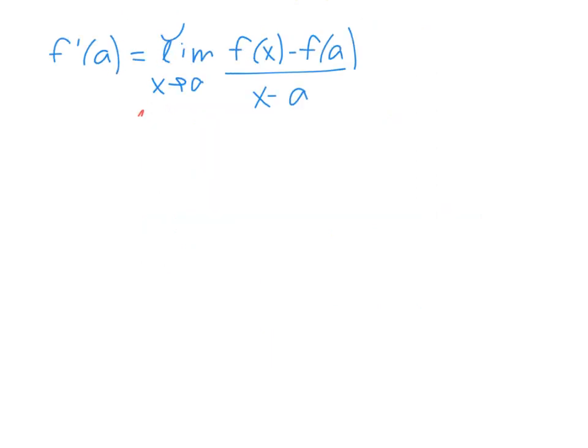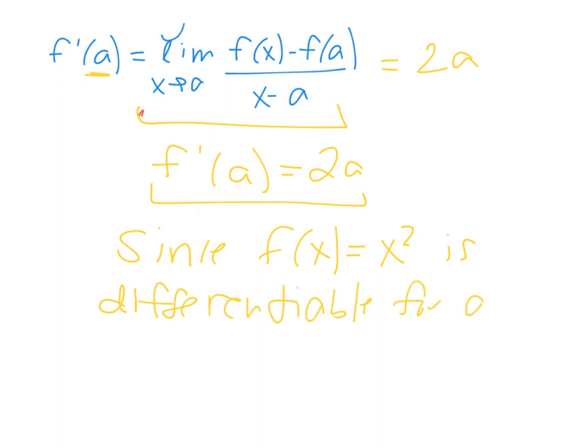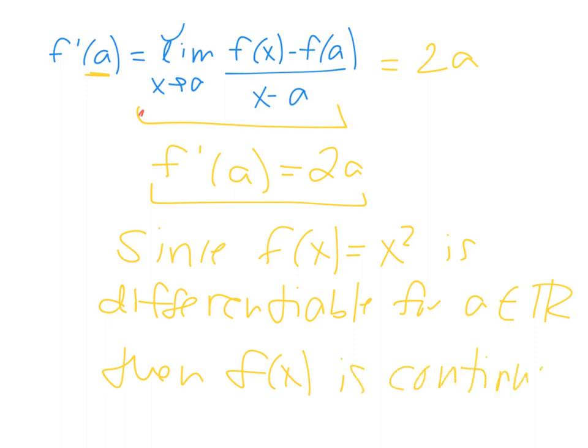So in summary, what we said, no matter what value of the input for our function you choose, any single a value you want, the derivative of that function will just be given by 2a, meaning the derivative at any single point will exist. And to find its value, I just use this formula. So since f of x is differentiable for all a values that are real numbers, then f of x is continuous for all of those same values.